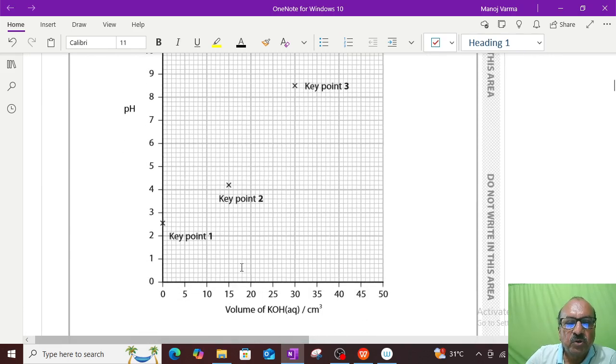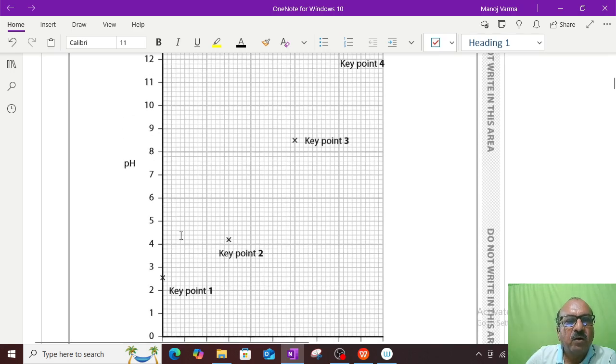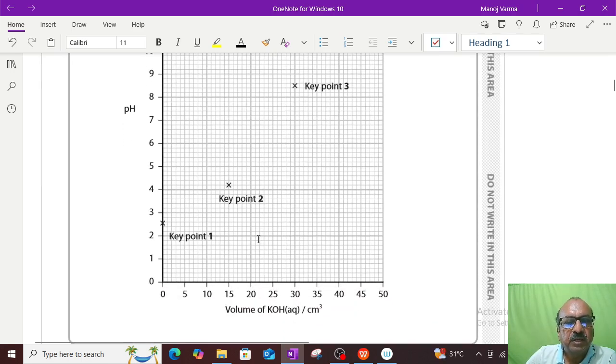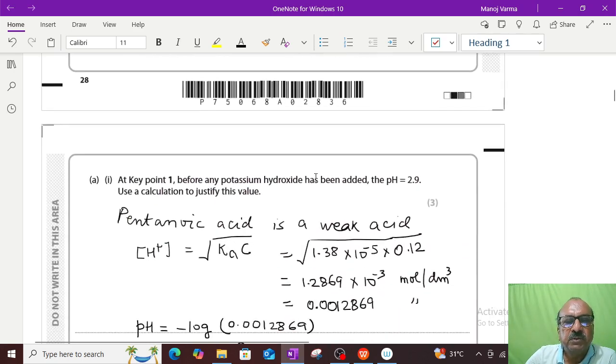Okay, so the volume of KOH added in cm³ is being shown over here, and how the pH changes in the conical flask, so that the values are being plotted here. So let's go to the first question. At key point 1, before any potassium hydroxide has been added, the pH is 2.9. Use a calculation to justify this value.